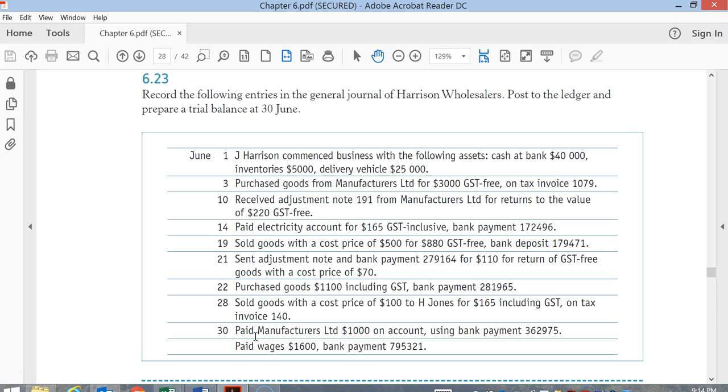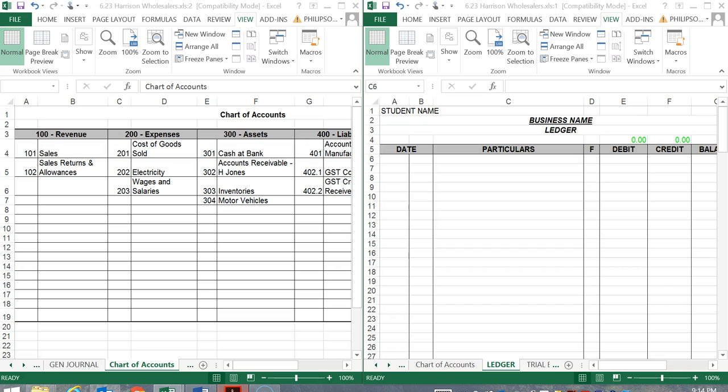Okay guys, so we're still here on 6.23, working through a solution for doing all the journal entries in the ledger and the trial balance. In the first video I went through the journals, talking about the GST and different bits and pieces, and then went through again trying to jog your memories on how to create a chart of accounts. As you will recall, the next logical step is to create our ledger. So I've put our chart of accounts on the left, ready to get cracking and create our ledger.